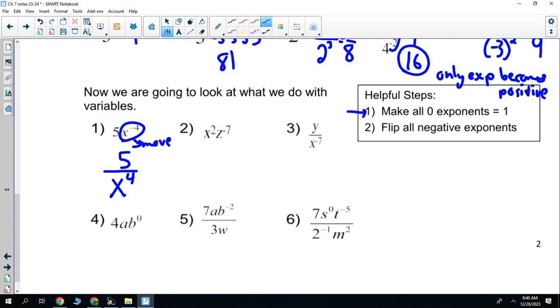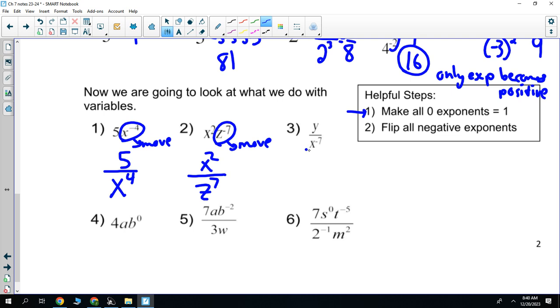Okay, no 0 exponents in number 2, but you have a negative exponent right here. So you're going to have to move this to the bottom. So the x squared is going to stay on the top. The z to the 7th is going to move to the bottom. And when it goes to the bottom, the exponent becomes positive.